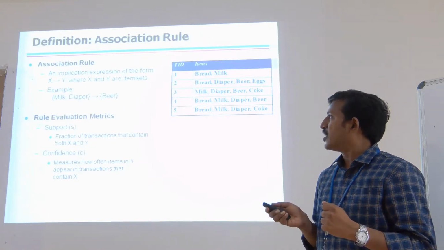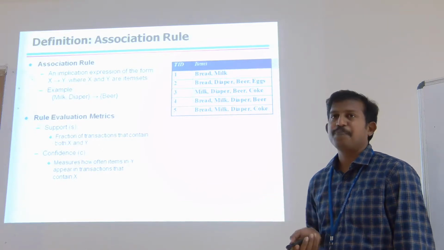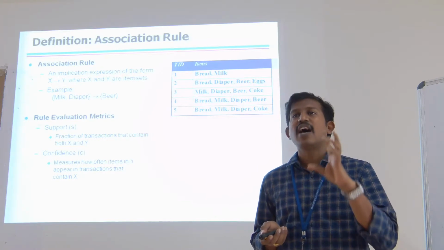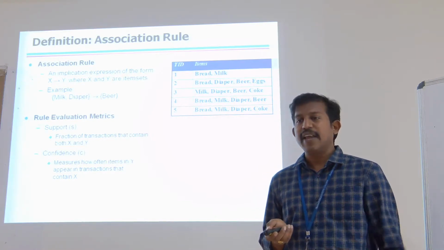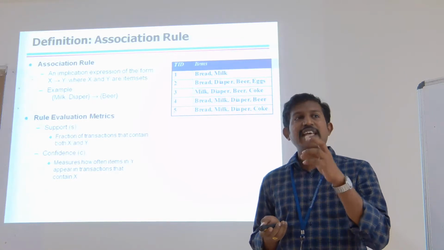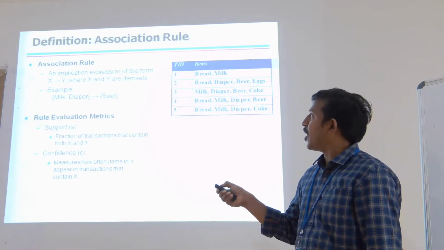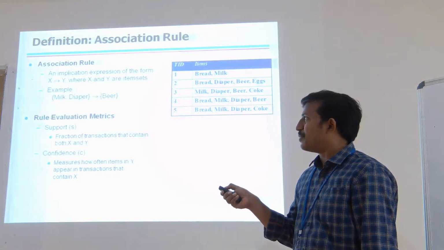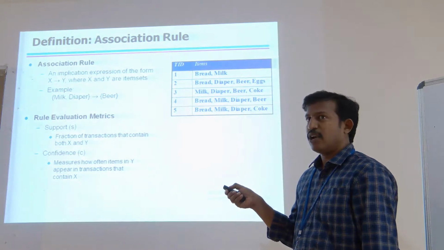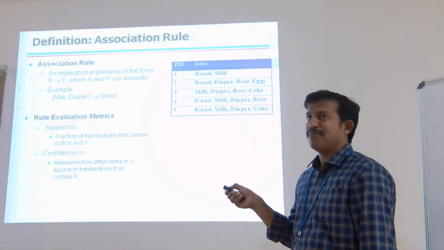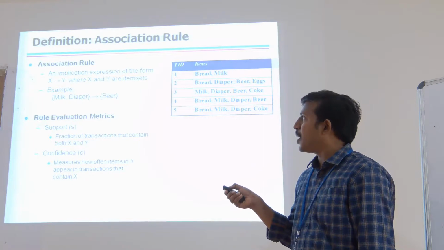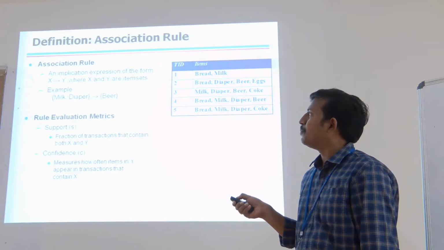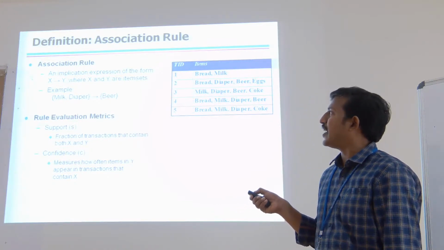Now we will discuss what an association rule is. Any rule in the form of X implies Y is called an association rule, where X is an item set and Y is also an item set. Y need not be a single item. Sometimes X may be a set of items and Y may be a set of items. Clear? For example, milk, diaper implies beer.